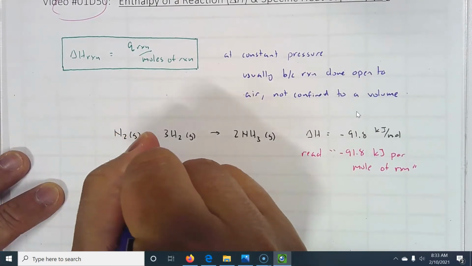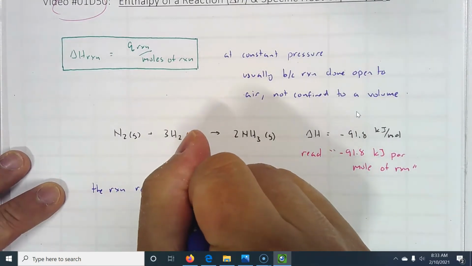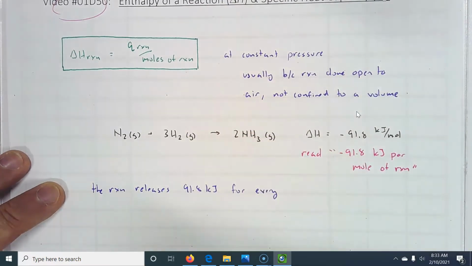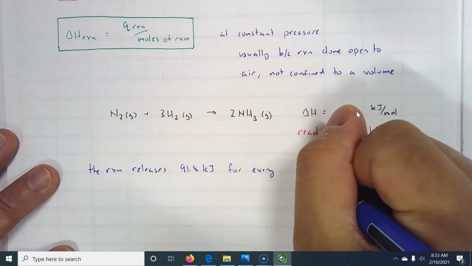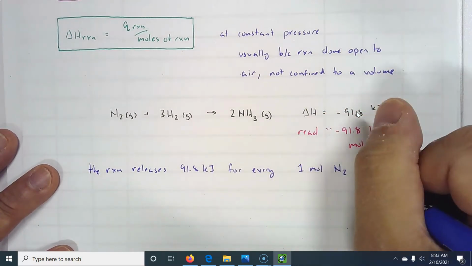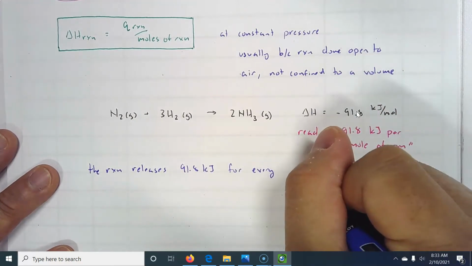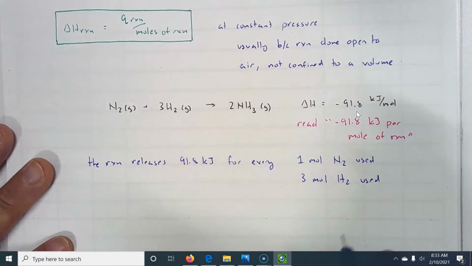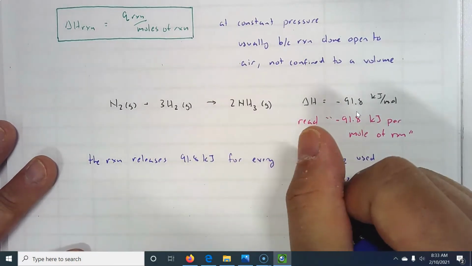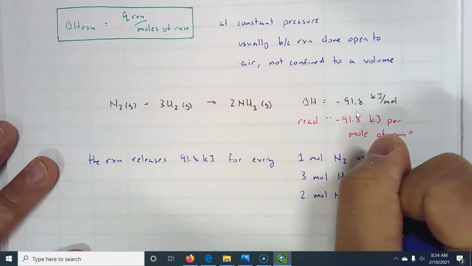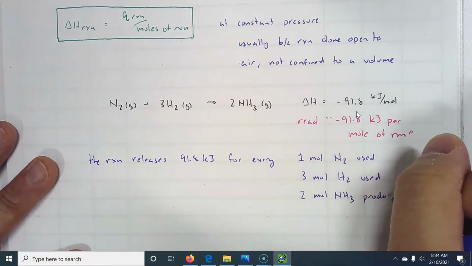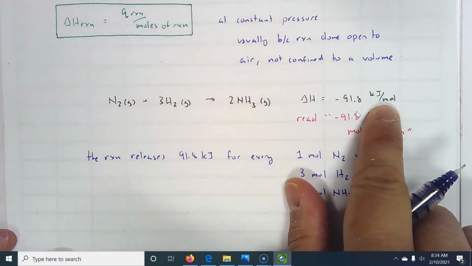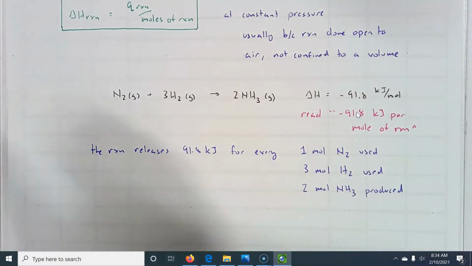The reaction releases 91.8 kilojoules for every 1 mole of N2 used, for every 3 moles of H2 used. I'm getting it just from the coefficients, and this much energy is released for every 2 moles of NH3 produced. Okay, so that's how we're going to read this when it says per mole. Keep that in mind.